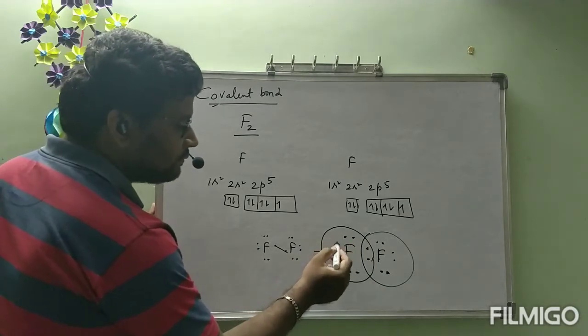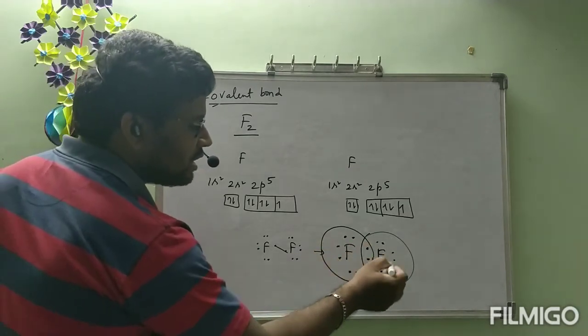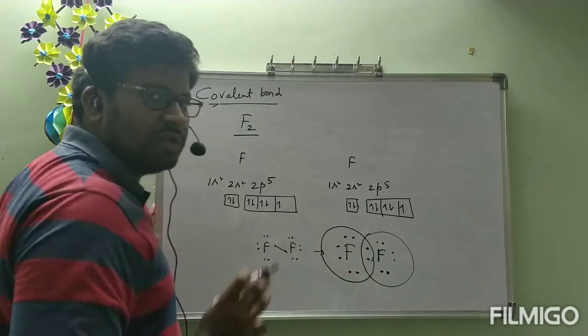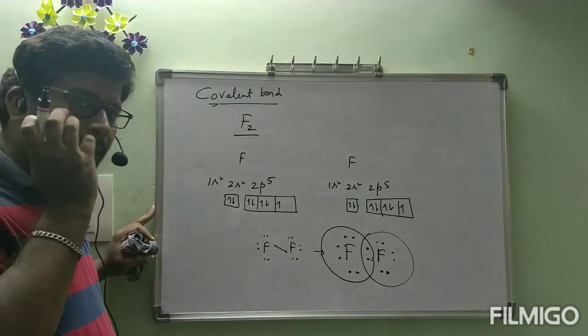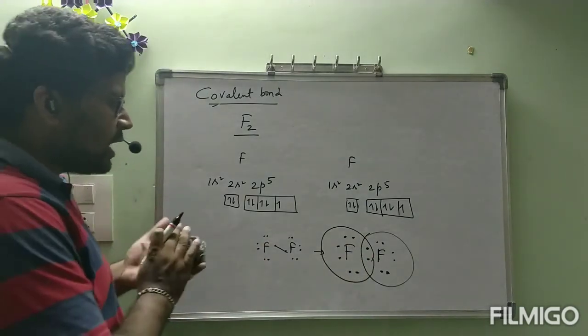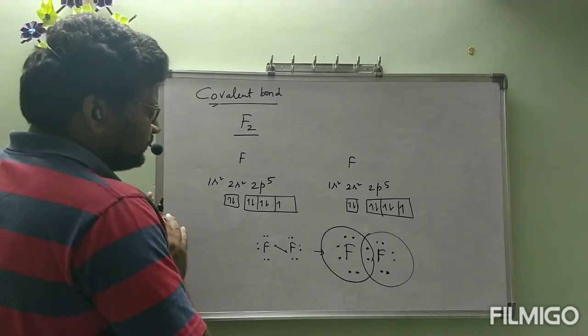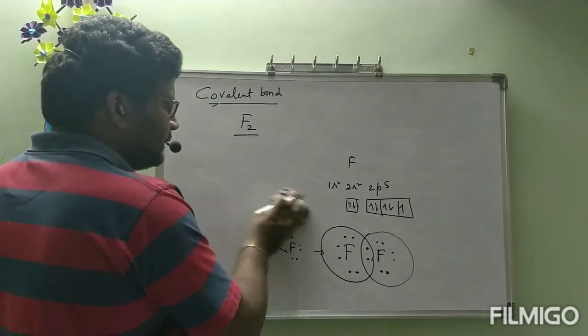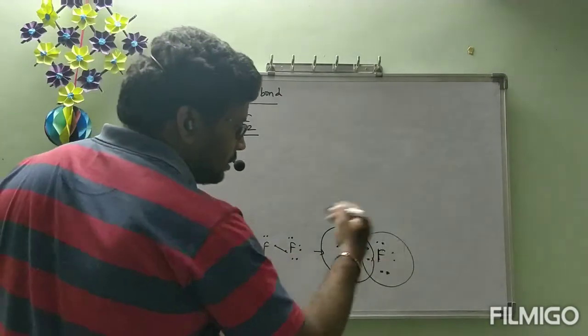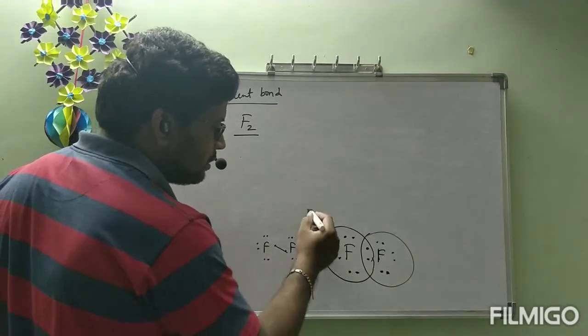Remaining, these are all on this fluorine. These are all on this fluorine only. Only these two electrons are belonging to both the fluorines. Okay, now I will show this with a little bit more clarity. See all of you, observe this diagram.